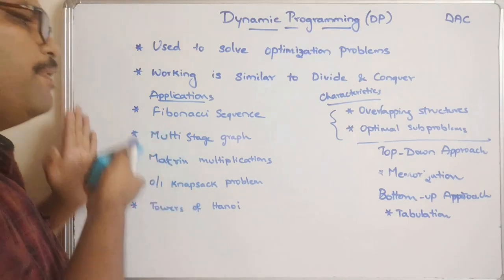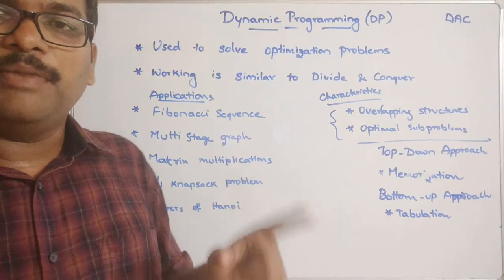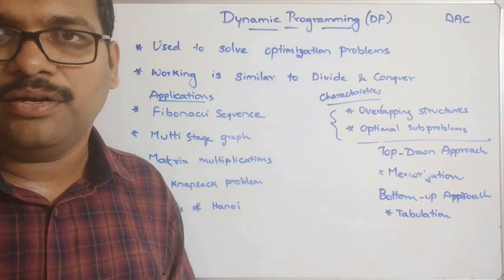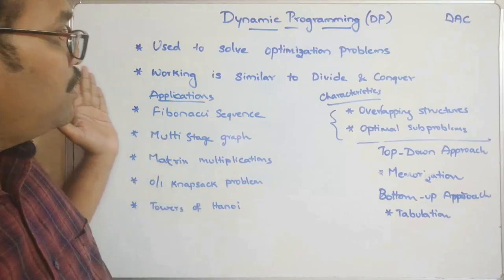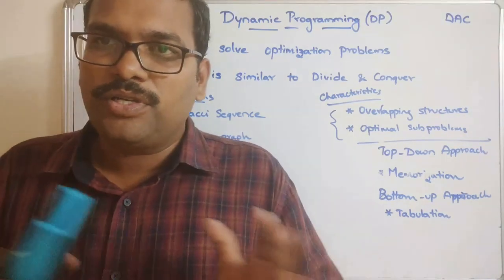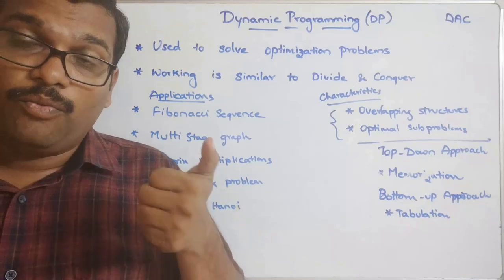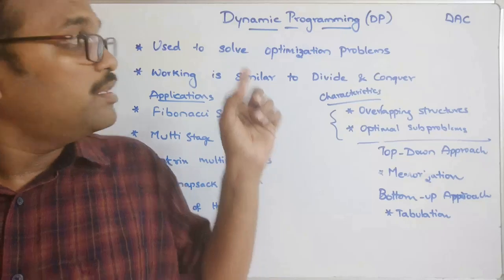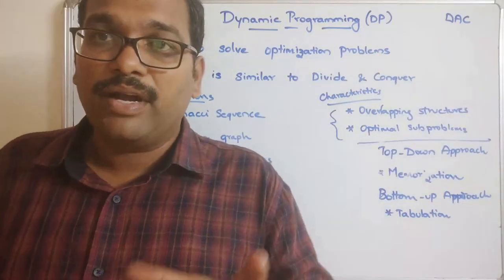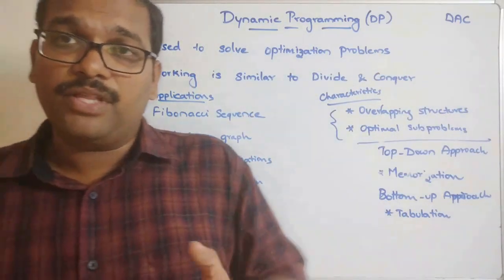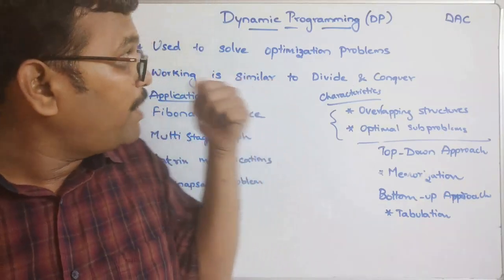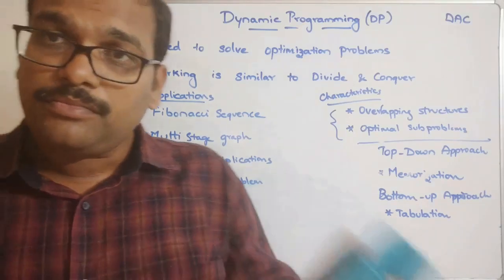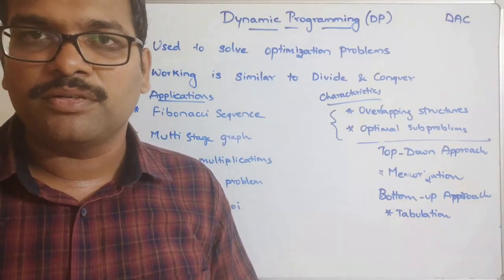These types of problems can be solved by using dynamic programming in order to get the optimal solution, right? So hope you understood the top-down approach and bottom-up approach, and overlapping subproblems and non-overlapping subproblems. That's the main difference between dynamic programming and divide and conquer. In divide and conquer, the division is done without overlapping subproblems, but in dynamic programming the problem is divided with overlapping subproblems, right?